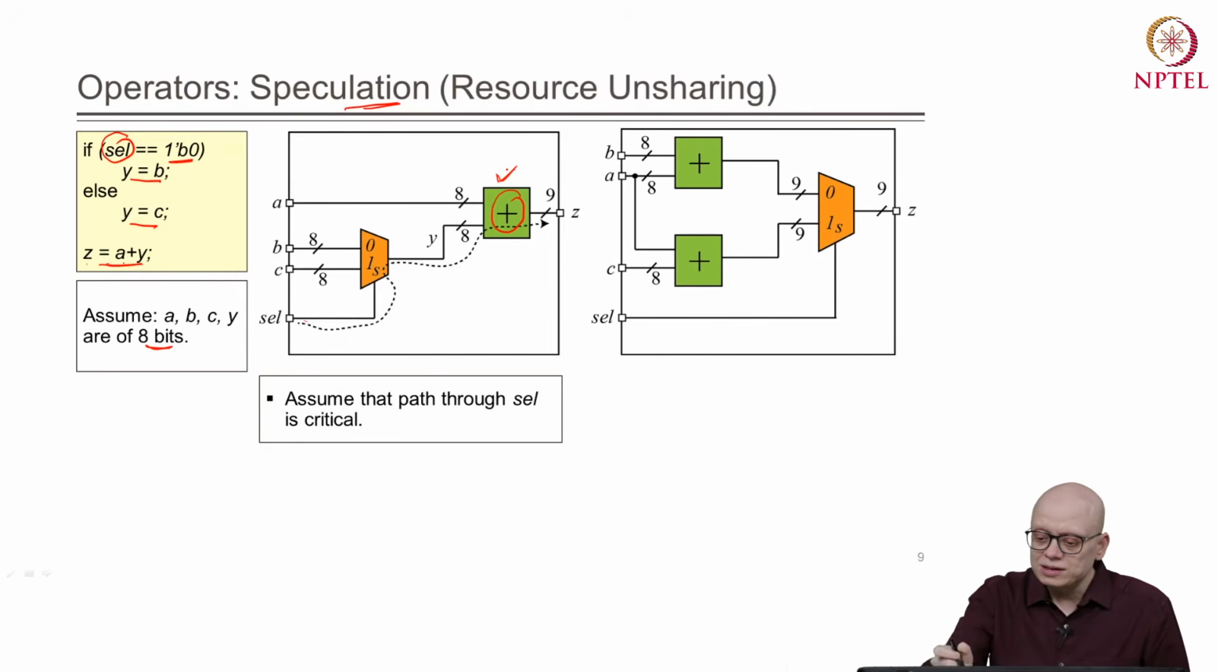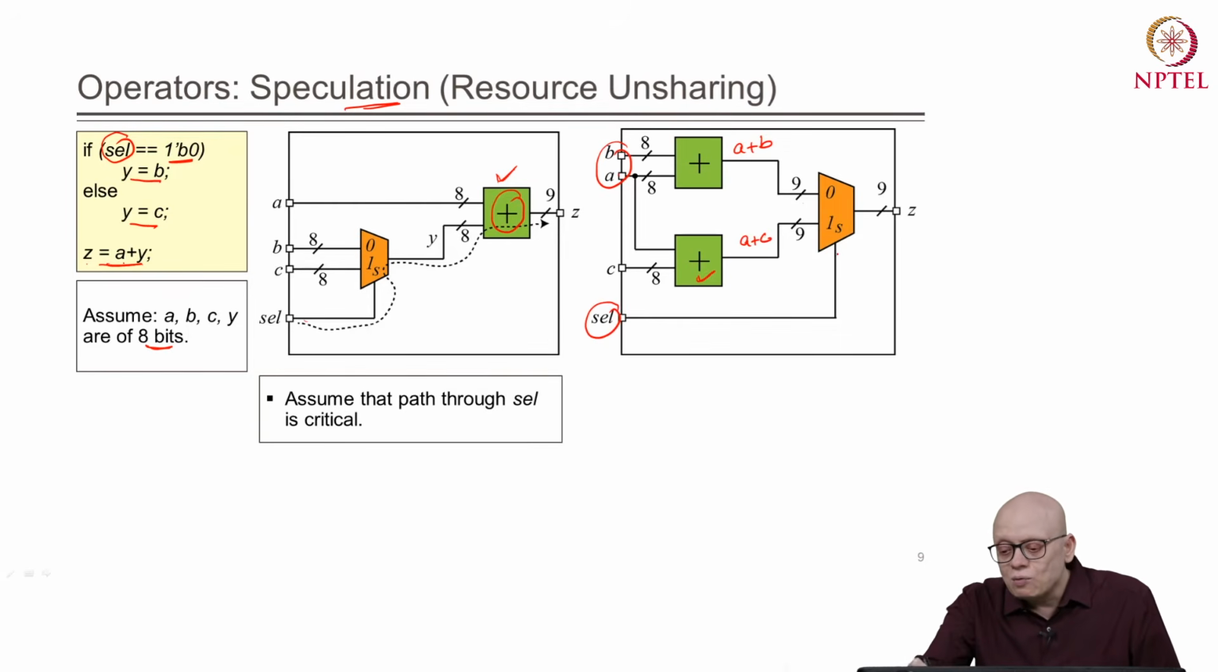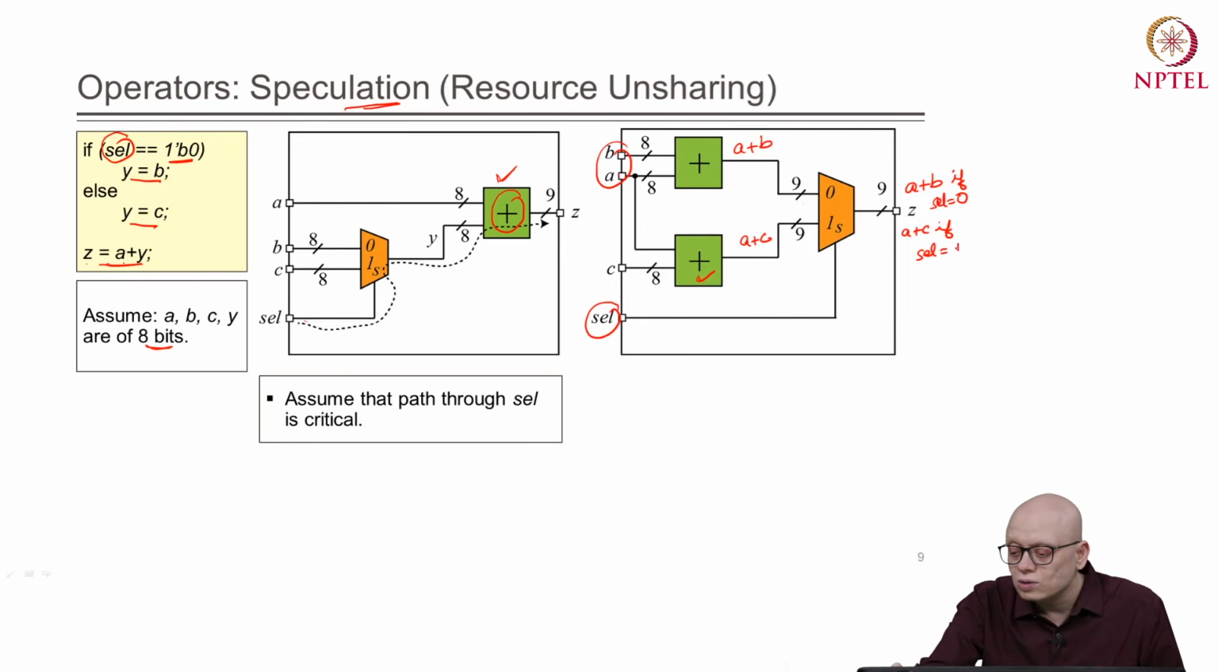One of the ways it can be done is shown in this figure. What we are doing here is that we are selecting the result based on the select line, and we are pre-computing A plus B. In the other case, using the other adder, we are computing A plus C, and then depending on the value of the select line, we are either selecting A plus B if select is equal to 0, and A plus C if select is equal to 1, right.